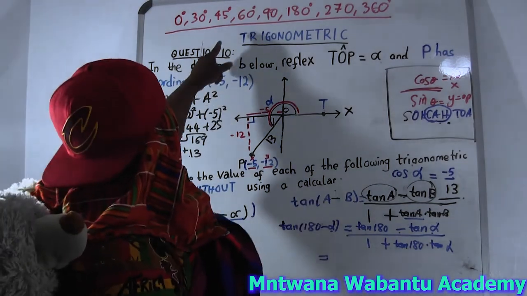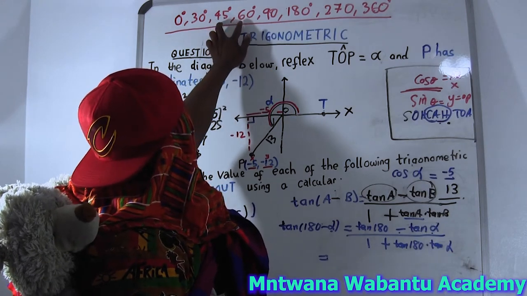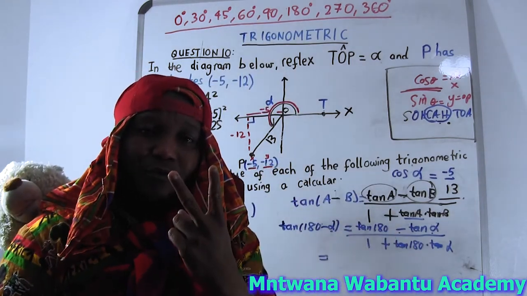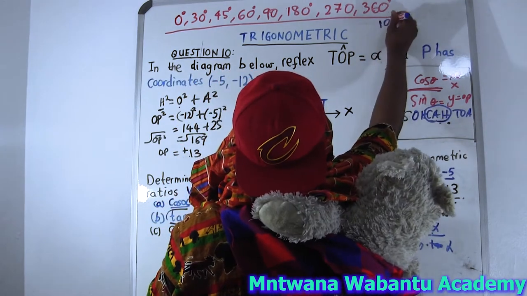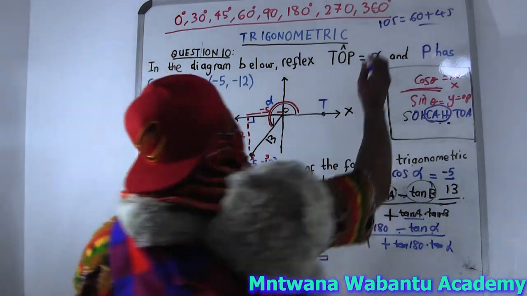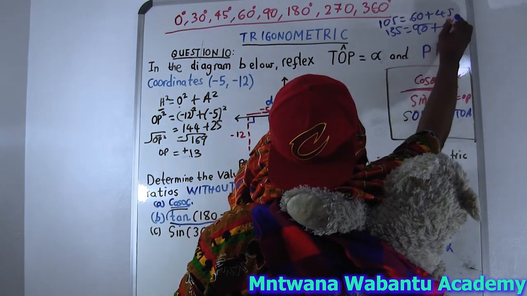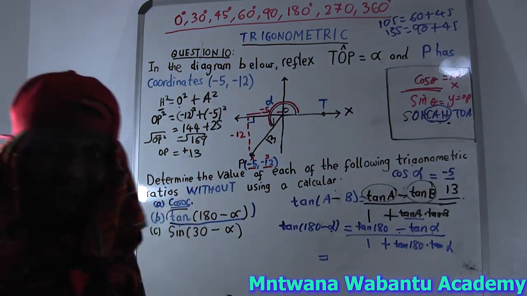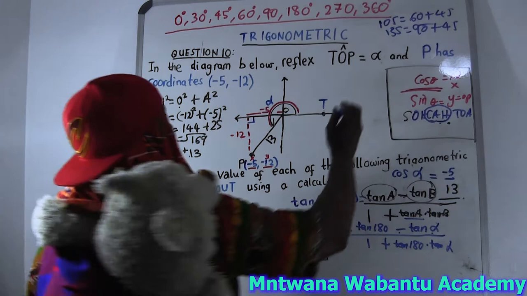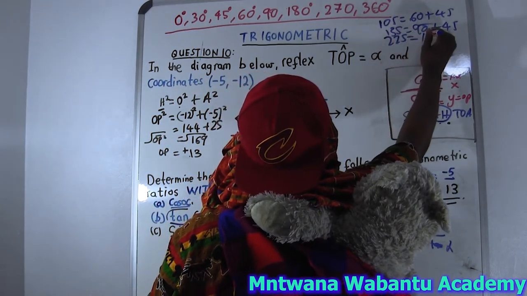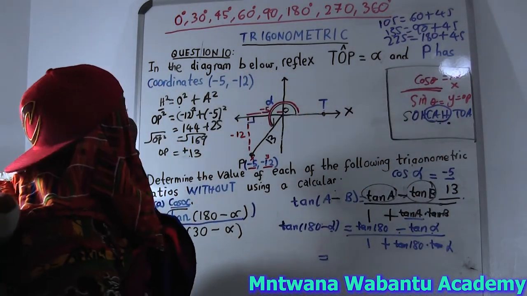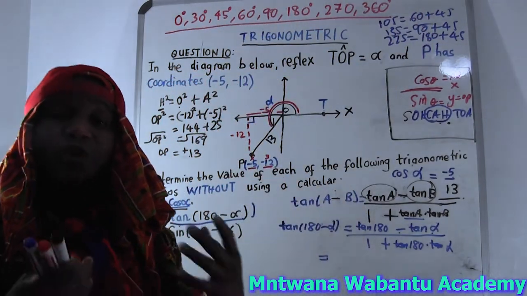But also, see this one? 60 plus 45 is 105. You can take 105 as a special angle because you can break it into two special angles. For example, 105 is 60 plus 45, so it's still a special angle. Let's say you have a 135. 135 is 90 and 45, so it's still a special angle, because if you break it, it gives you two special angles. Another one could be 225. 225 means 180 plus 45, so 225 can be a special angle because you can break it into two special angles.